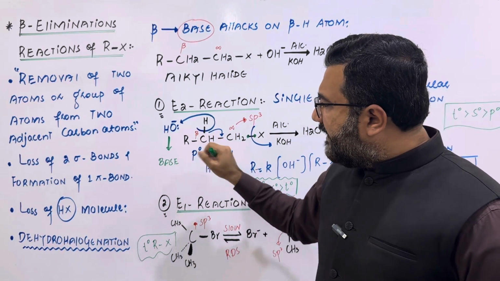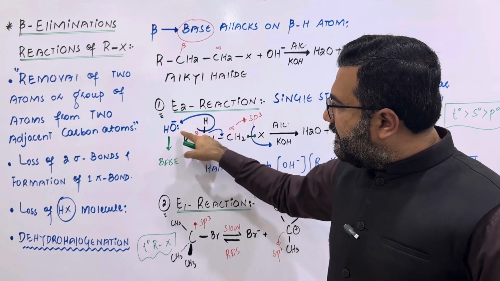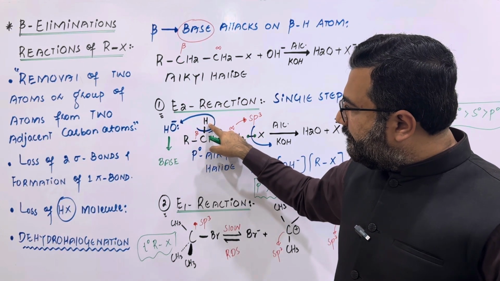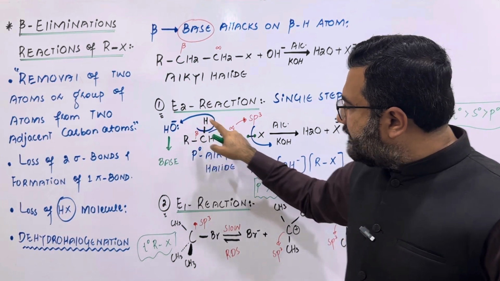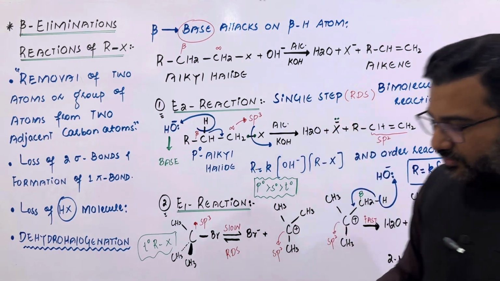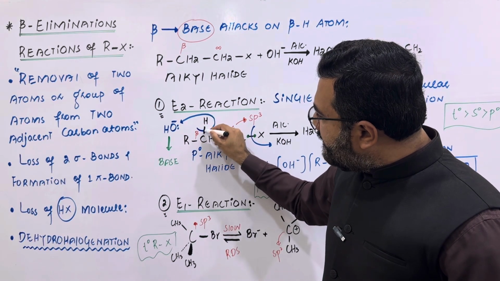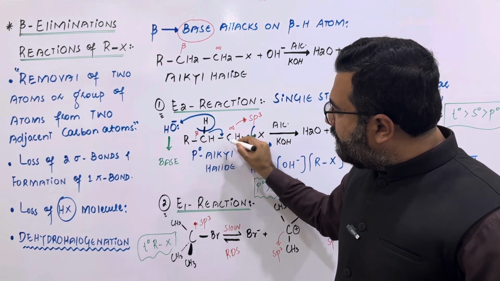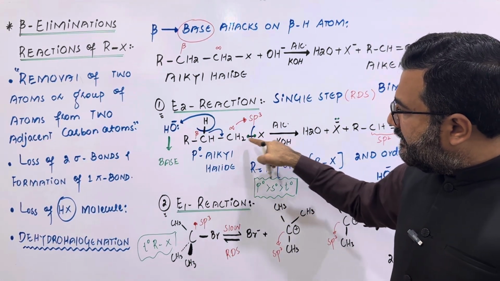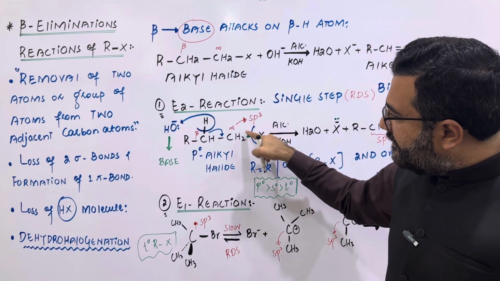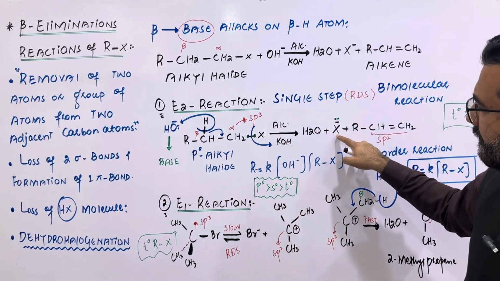Now, my dear students, in this single step, the base attacks the beta hydrogen. It gives two electrons to the beta hydrogen, and this hydrogen is removed in the form of H positive ion. So OH negative and H positive combine to form water. Now the bond which is present between carbon and hydrogen, both electrons of this bond are shifted here to form a pi bond between the two carbon atoms. And as carbon can form a maximum of 4 bonds, this carbon breaks its bond with the halogen, and the halogen takes both shared electrons with it. As a result, it will be removed in the form of X negative.